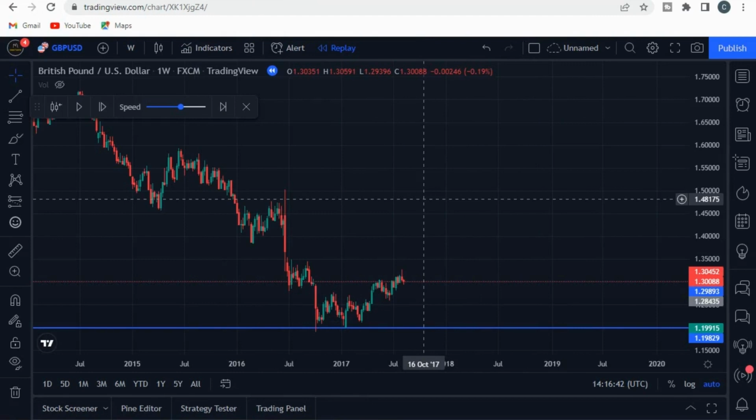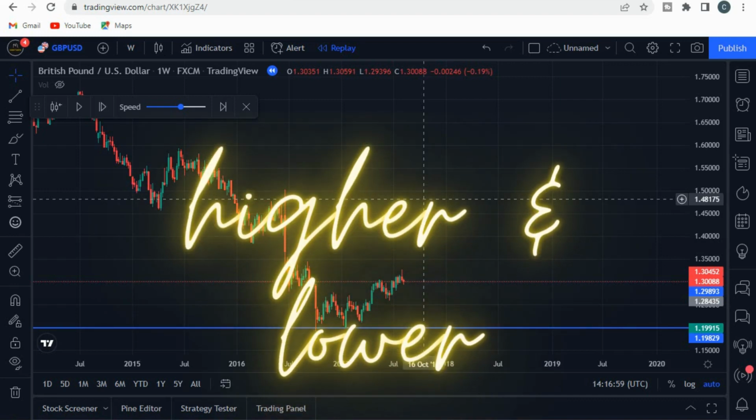In this next illustration, we are going to be using trend line breakout to take our trades. How I like to use my trend line breakout is by using time frame confluence, that is the higher time frame and the lower time frame.